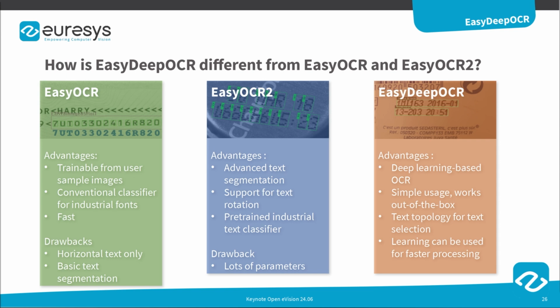But it has some strong limitations. First, it can read only horizontal text. And the segmentation, so the way to separate the text from the background, is really basic. EasyOCR2 moves forward on the segmentation, with an advanced segmentation that supports text rotation, and also some pre-trained deep learning industrial text classifier. But it's somewhat difficult to configure, with a lot of parameters to set up.